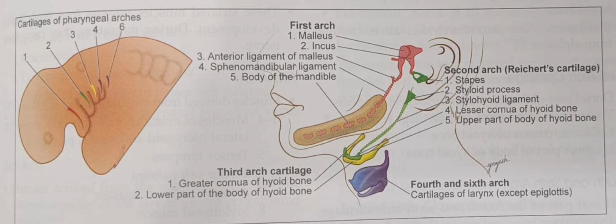Now the second arch, the facial nerve proper, is related with the second arch. Glossopharyngeal nerve is related with the third arch. Superior laryngeal nerve, a branch of vagus, is related with the fourth arch, and recurrent laryngeal nerve is related with the sixth arch.